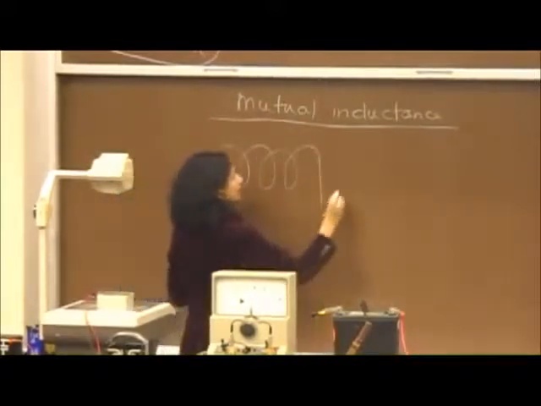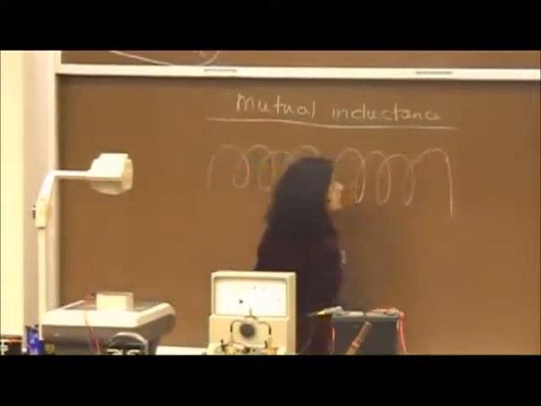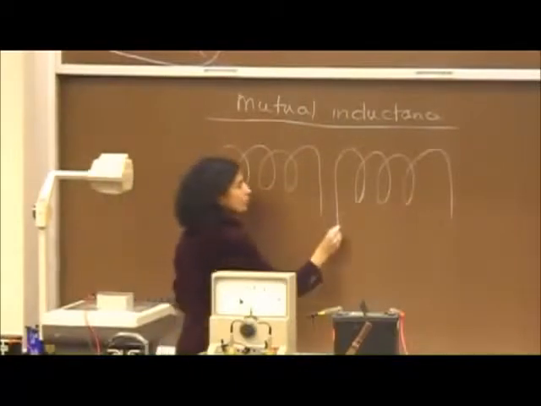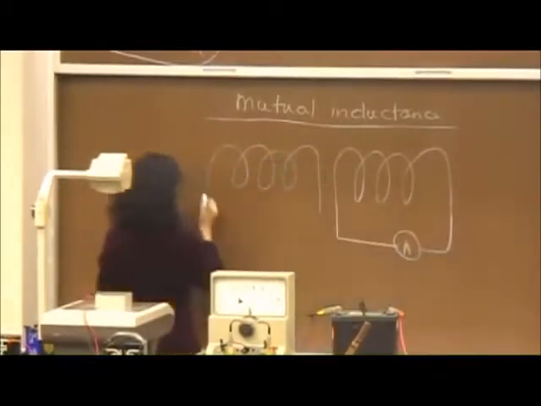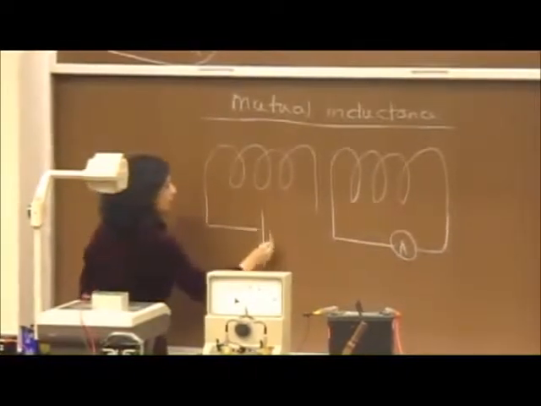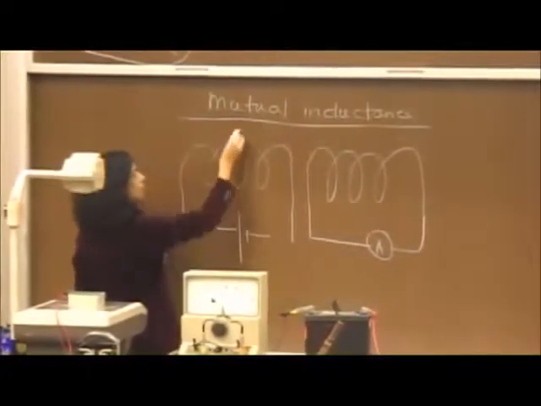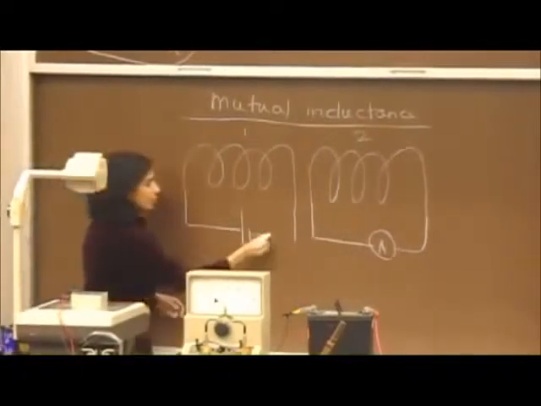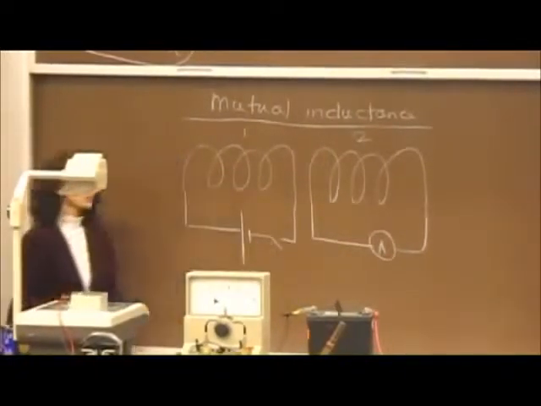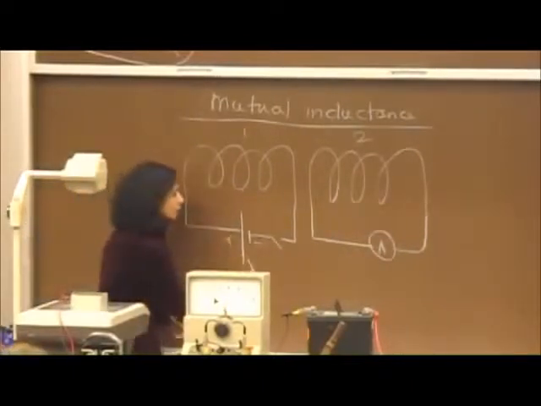is just this idea that if you have two coils next to each other, suppose you put an ammeter here and you connect this to a battery. So this is coil 1, this is coil 2, they are both next to each other. This is your switch here. As soon as you close the switch, this is your V battery.